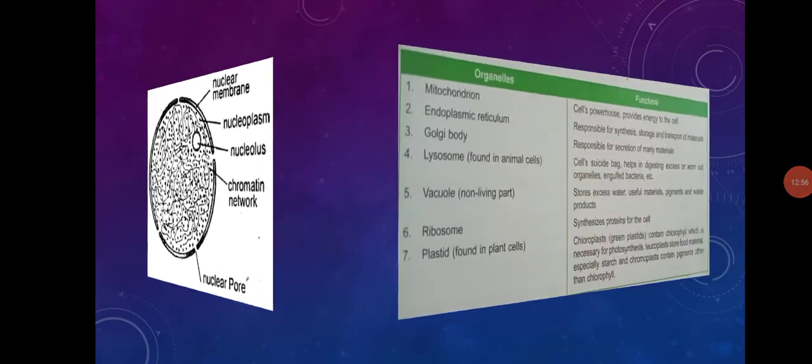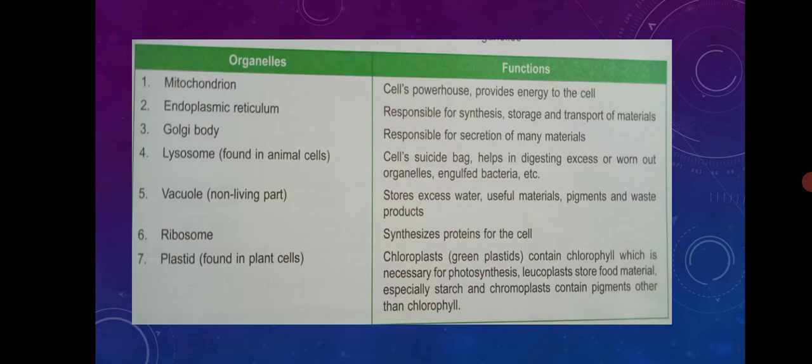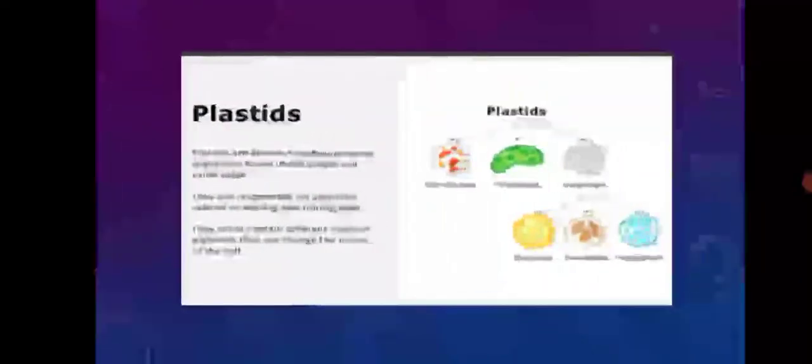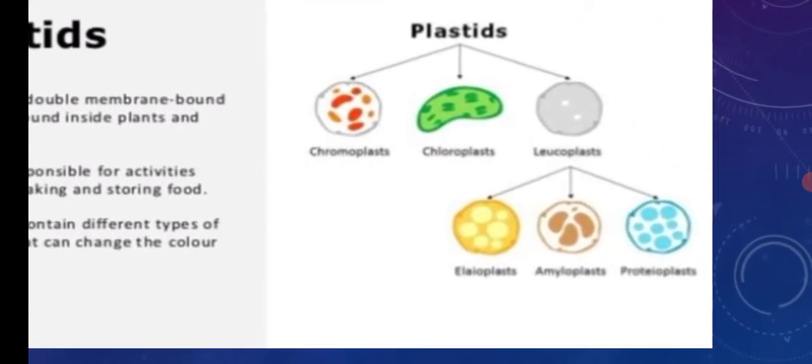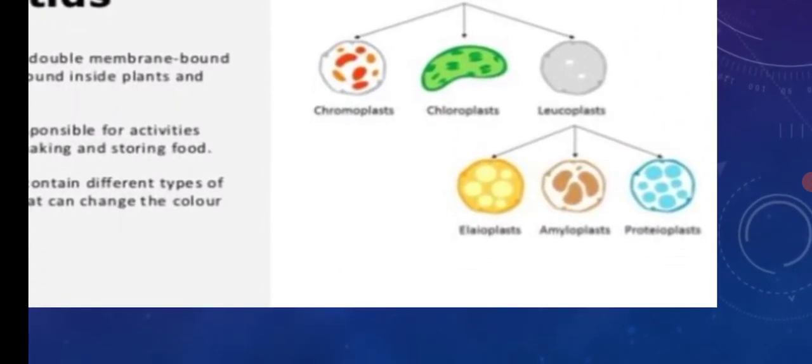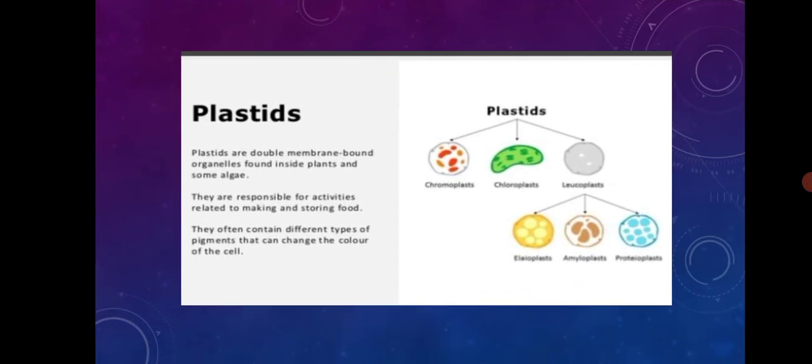Students, here you can see the chart, which is a summary of the functions of cell organelles that I already explained to you. What is the function of mitochondria, endoplasmic reticulum, Golgi body, lysosome, vacuoles, ribosome, plastid, I already explained to you. After that, we will study the plastid. I also explained plastid is of three types: the chloroplast of green color, leucoplast, which has no color, and chromoplast, which is a colored part of the plastid. It provides different types of color to the plant.